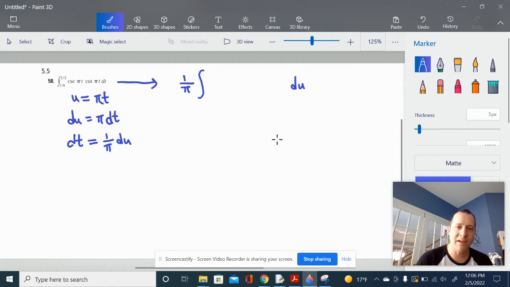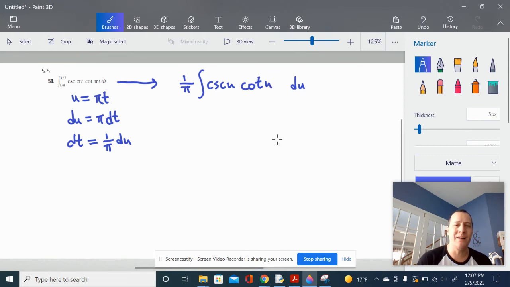Since that 1 over pi is a constant, it's just a number, I can bring it out of the integral. You cannot do that with a variable. Don't ever try to bring t or u from the inside of the integral to the outside. So we took care of the dt, turning it into a du. Now we can also turn all the pi t's into u's, and what you get is cosecant of u cotangent of u. So far so good.